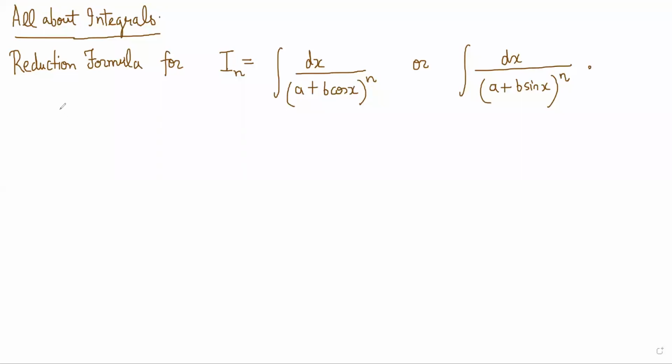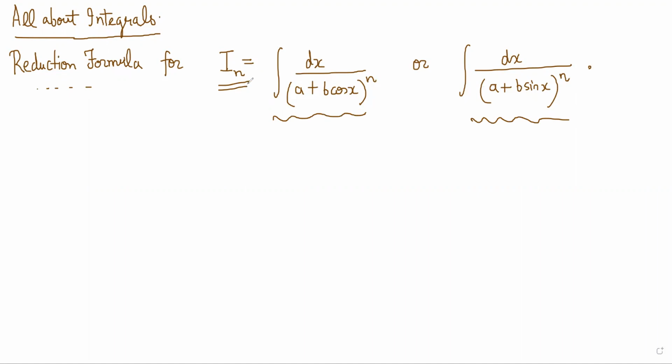Hi. In this video, we are going to look at some typical questions which you might not be able to see elsewhere. One of them we'll start off with is the reduction formula for I_n. I_n is the integral of dx by (a plus b cos x) whole power n, or dx by (a plus b sin x) whole power n.